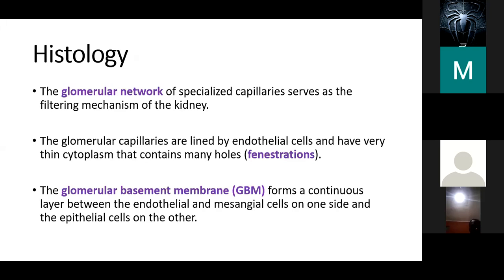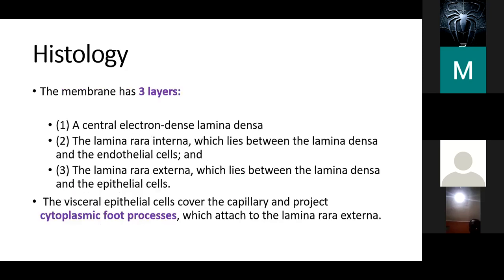Then you also have a glomerular basement membrane, which forms a continuous layer. And this membrane has three layers: the lamina densa, the lamina rara interna, and then the externa.